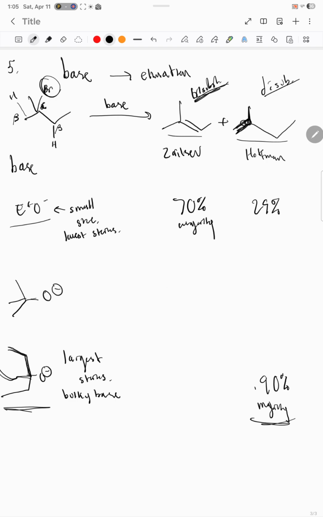Now I'll let you answer this question. I'll hint you this falls more along the larger base than ethoxide if it's larger. This is 8%. So which one is it? Is it Zaitsev or Hoffman? Well, turns out it's closer to being classified as a bigger base, and that's why it prefers Hoffman. 72% major, and Zaitsev is 28%.